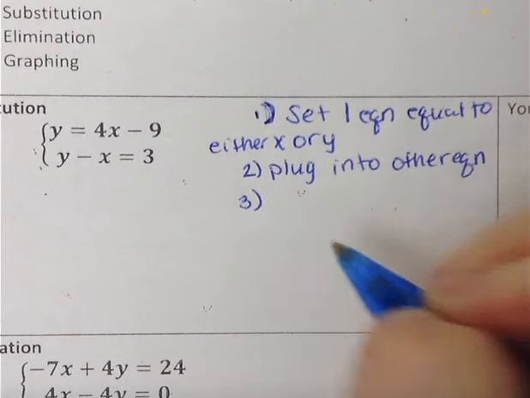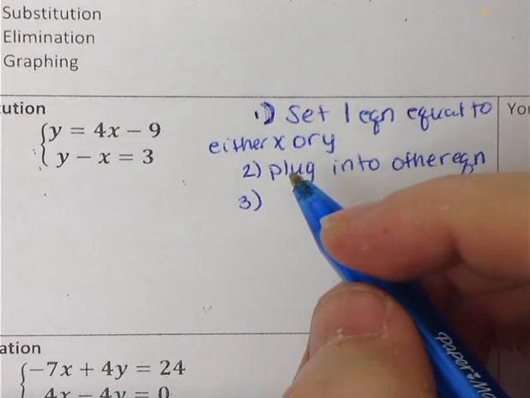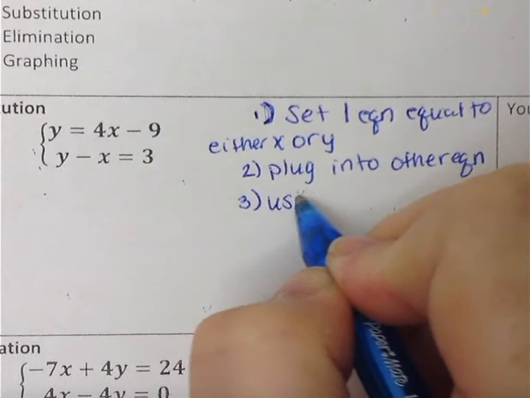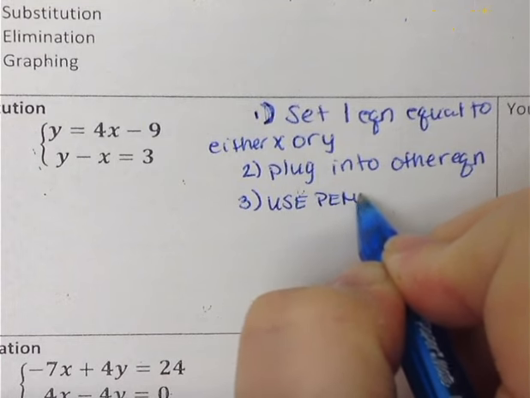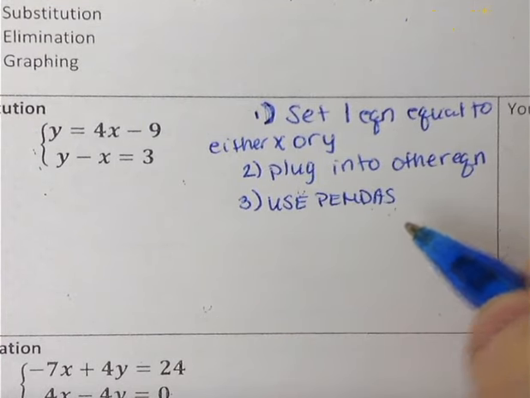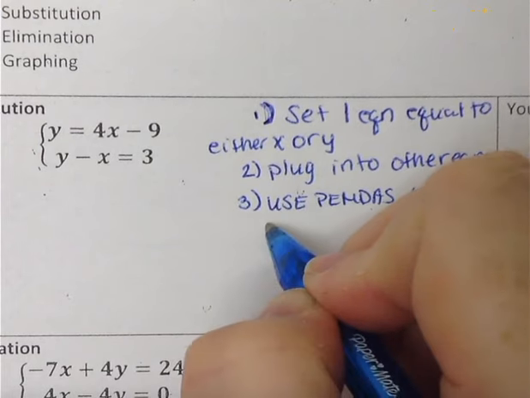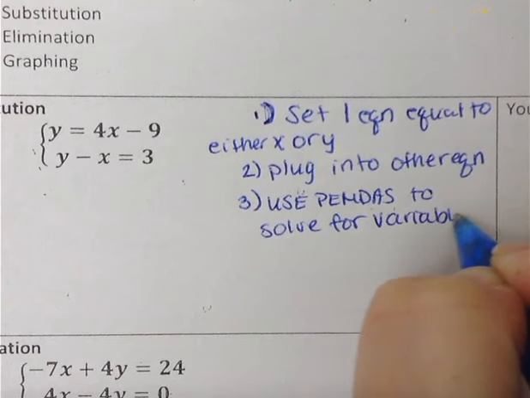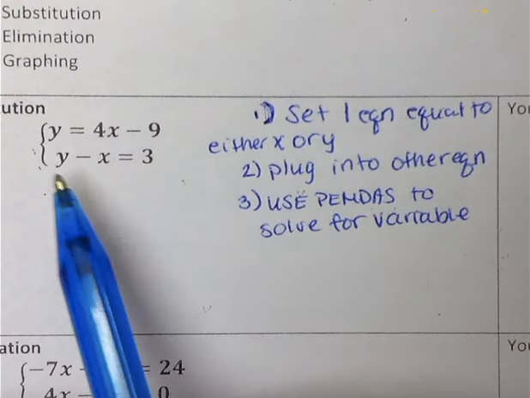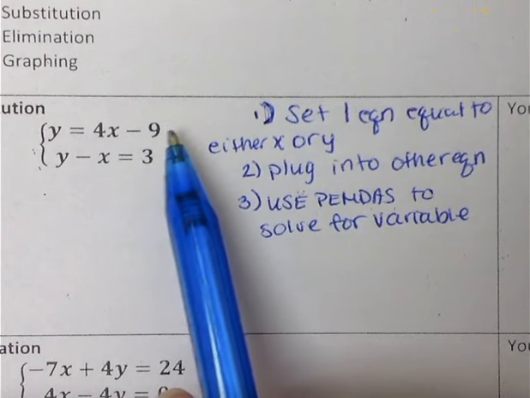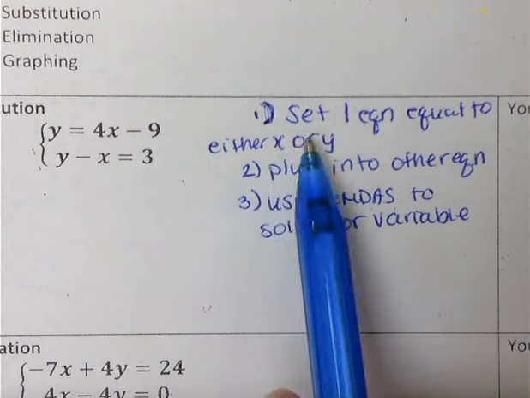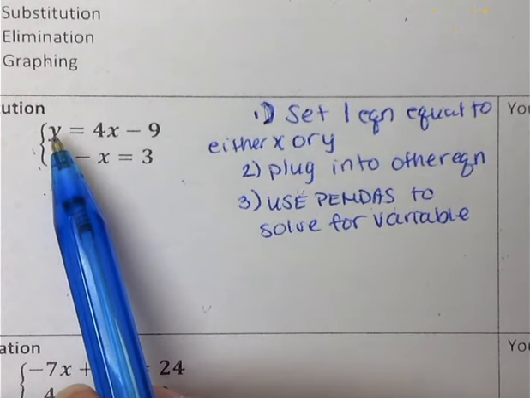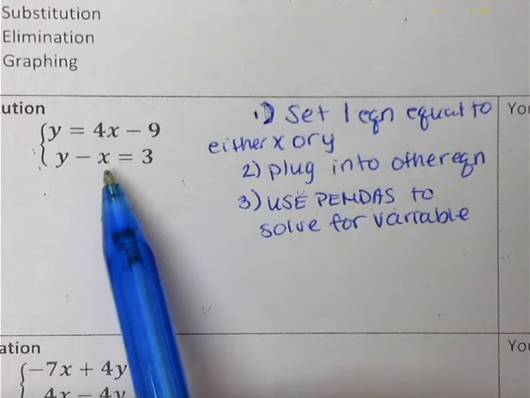Step three is we're going to use PEMDAS to solve for the variable, or SADMEP, because we're going to be doing it backwards. We're going to be using order of operations to solve for the one variable that will remain. This is one of the reasons why we are substituting it. When we substitute it, we will no longer see the variable that we have it equal to. So this one, we're going to substitute in for the letter y on the other equation. So we will only see the letter x.